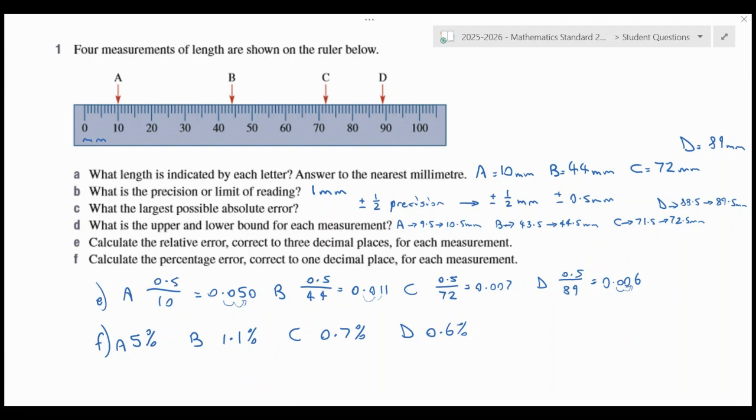So these are all the same sort of thing. What is the length indicated? We have a look at it and go, okay, that's our measurement based on what we can see. The precision is the smallest increment that our measuring device gives us. The largest possible absolute error is half of that precision, plus or minus. Then the upper and lower bound are just your measurement take off the absolute error and add the absolute error, so that's the plus minus. The relative error is that absolute error divided by the measurement that we took. And then the percentage error is just taking your relative error and multiplying it by 100 to turn it into a percentage. I hope that helps.